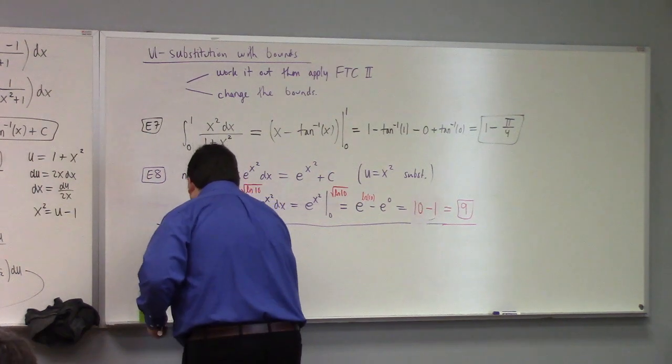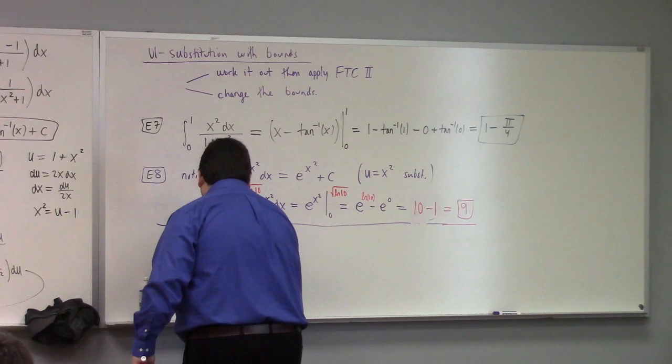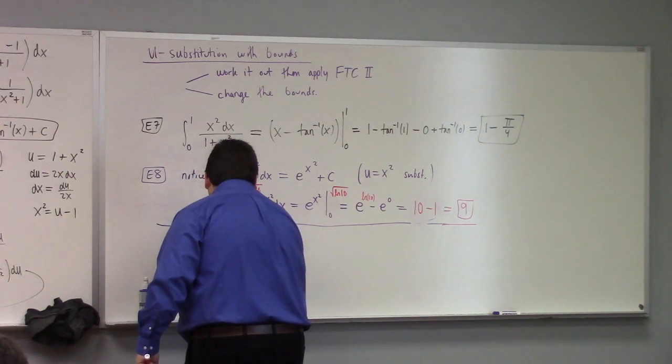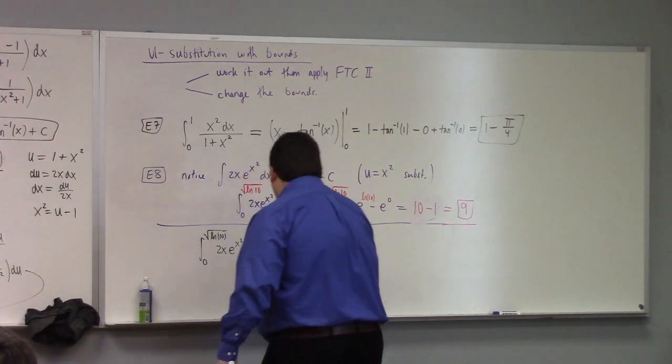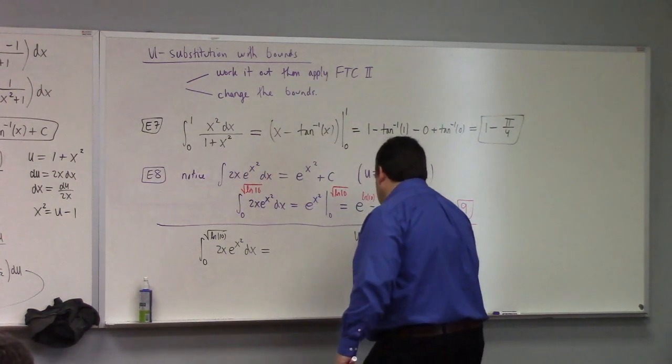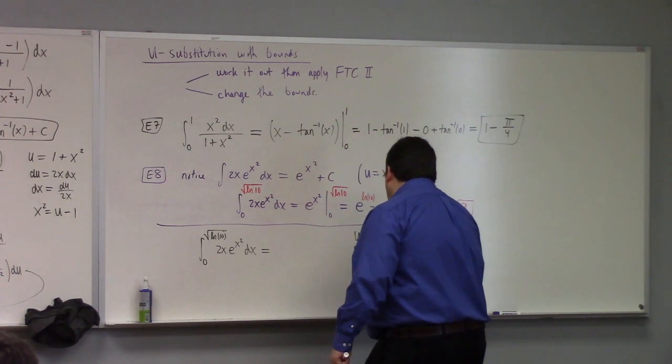Integral from 0 to the square root of the natural log of 10, 2x e to the x squared dx. I promise I'll give you a better example here in just a minute. We let u equal x squared. So du is 2x dx.